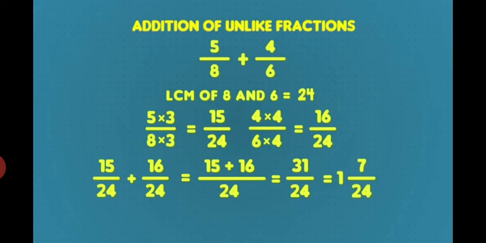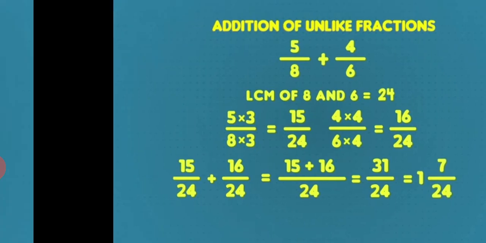In the next step, we shall write 24 as denominator and add the numerators 15 and 16, and the answer is 31 by 24. Converting it into mixed fraction, the answer is 1 and 7 upon 24. That's how we can add two unlike fractions.